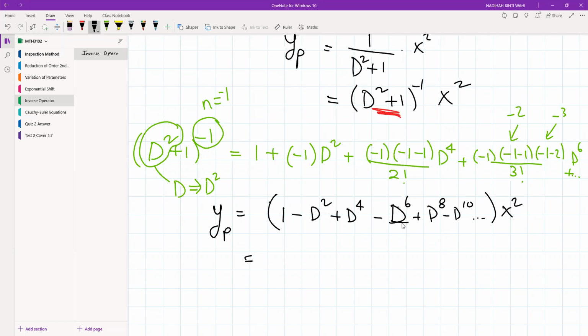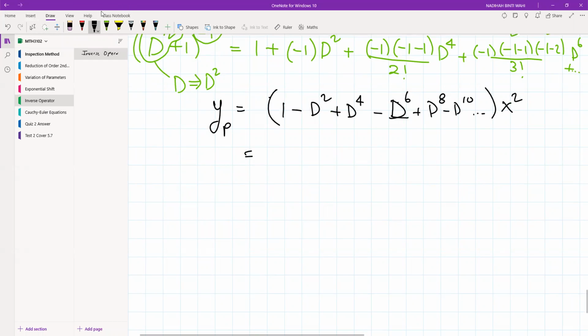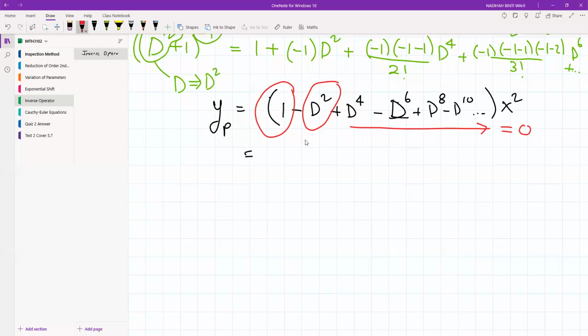So, okay, yang bagusnya, apa dia? So, kalau awak tengok kat sini, D adalah apa? D adalah derivatives. So, kalau awak tengok kat sini, yang tinggal hanyalah 1 dengan D kuasa 2 saja. Yang ke atas selebihnya ni, sama dengan kosong. Boleh faham ke? Nampak ke?